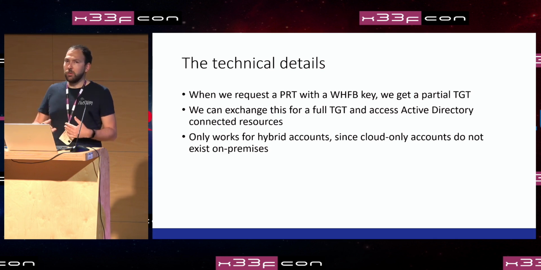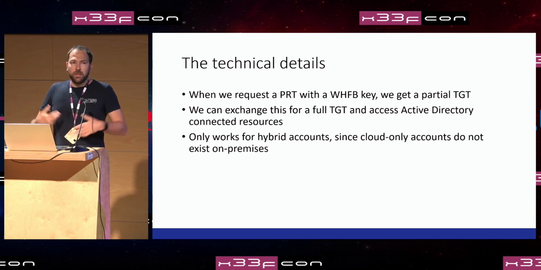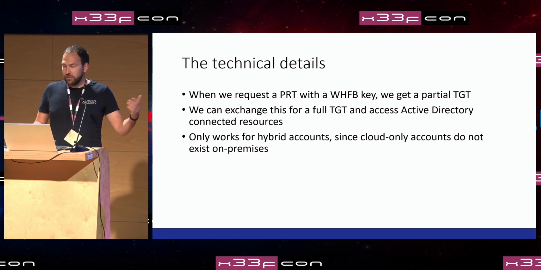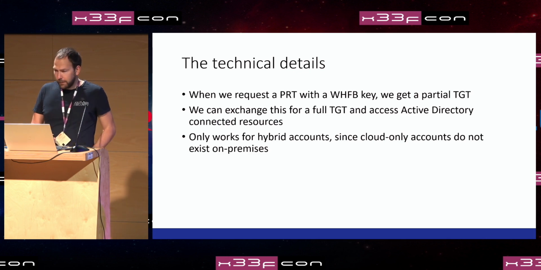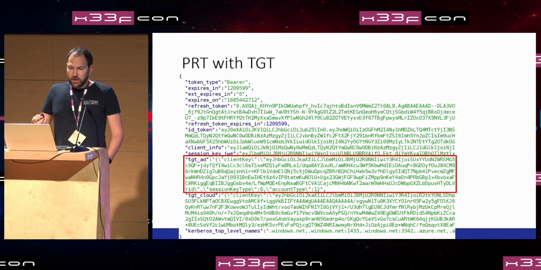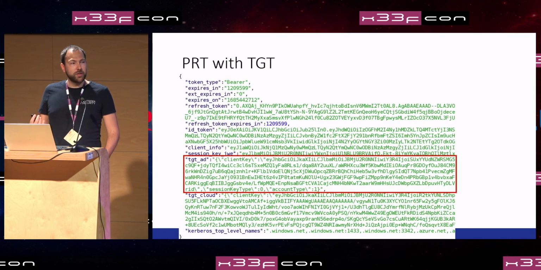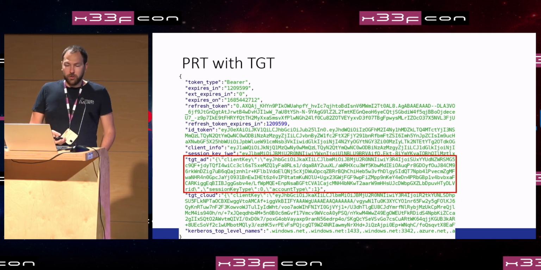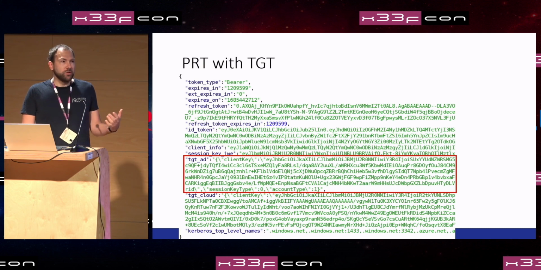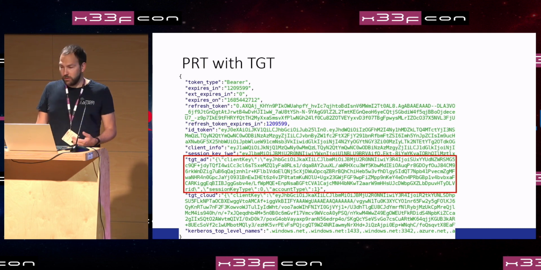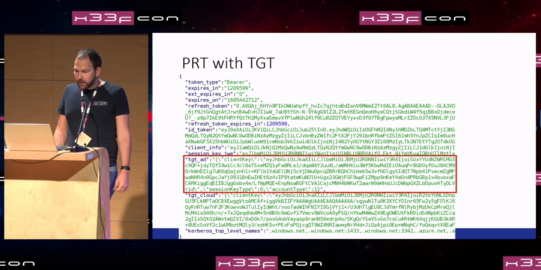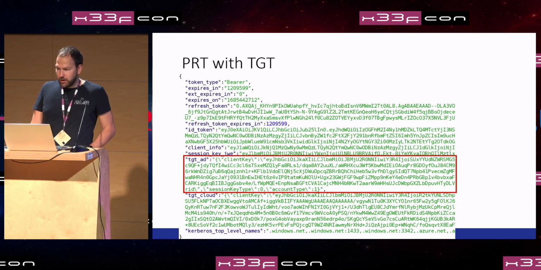If you have an account that only exists in Azure AD, then it doesn't exist on-prem, so you cannot get a TGT for that account, no matter what you try. But it basically looks like this. We previously saw us getting a primary refresh token. Now, if you have the Cloud Kerberos setup, then it will also contain a TGT_AD. And this is basically the partial TGT that can be used to talk to Active Directory. We'll look at how to exchange that later.